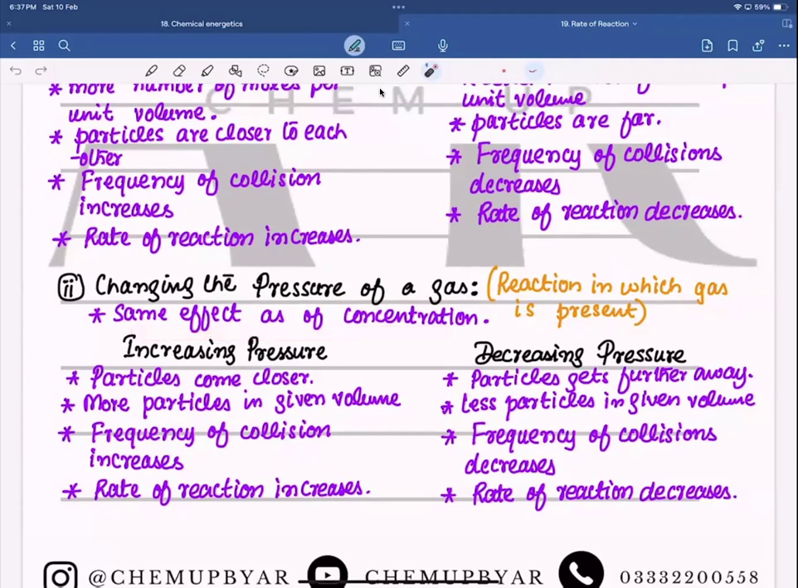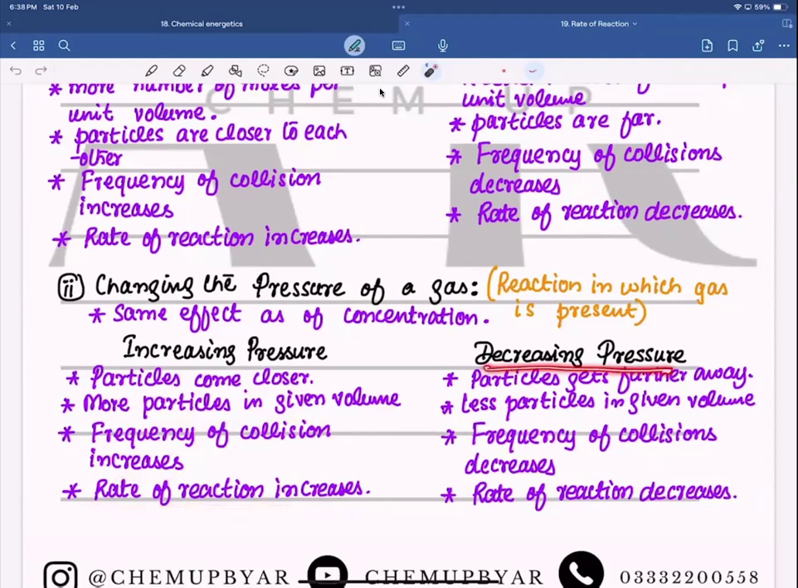Okay, how can the pressure of a gas be increased? It can be increased only when you compress the gas. So when we compress the gas, the pressure is increased, and on compressing, the particles come closer to each other. And if the particles come closer to each other, then there are more particles in the given volume, right? In the smaller volume, there are more particles which become closer to each other, and when they are closer, they can collide more frequently. Hence, the frequency of collision would increase, and as the frequency of collision increases, the rate of reaction increases.